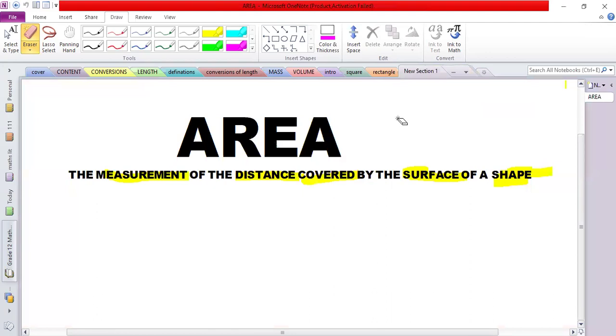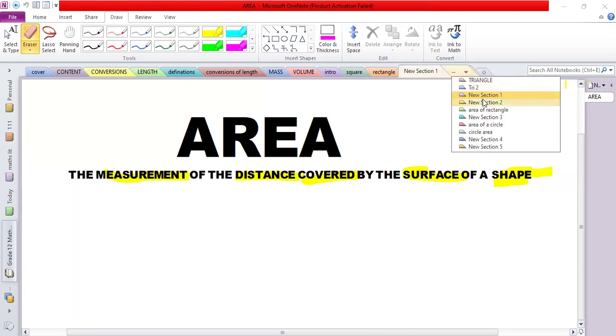Area is the measurement of the distance covered by the surface of a shape. We were discussing area, and we messed up on one question that we were supposed to deal with. I was also distracted by the countdown of time because I was looking at the timer, which showed that we had only one minute, and I wanted to be fast. I apologize for that. So area is the measurement of the distance covered by the surface of a shape. That's what we discussed.